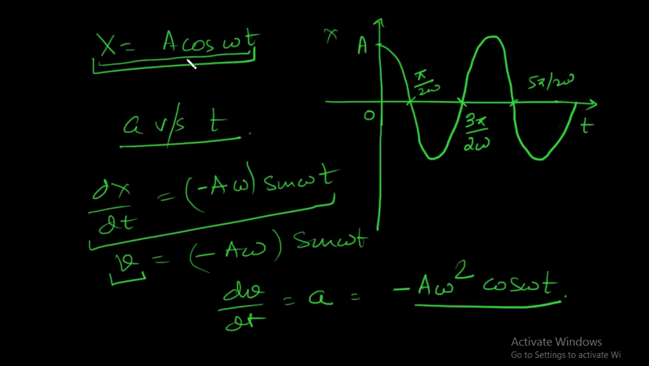This is because the differential of cos is minus sine and the differential of sine is plus cos. So ultimately acceleration here would be negative. It will not be positive; minus has been obtained. So this is again a cos graph, just the reversal of the displacement graph would be the acceleration. I'll draw it in a separate graph.